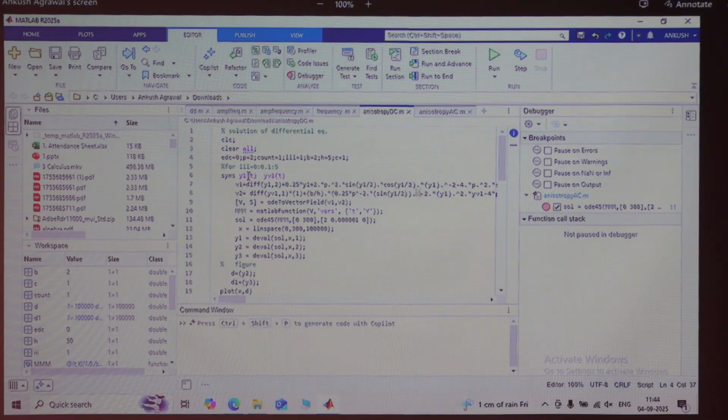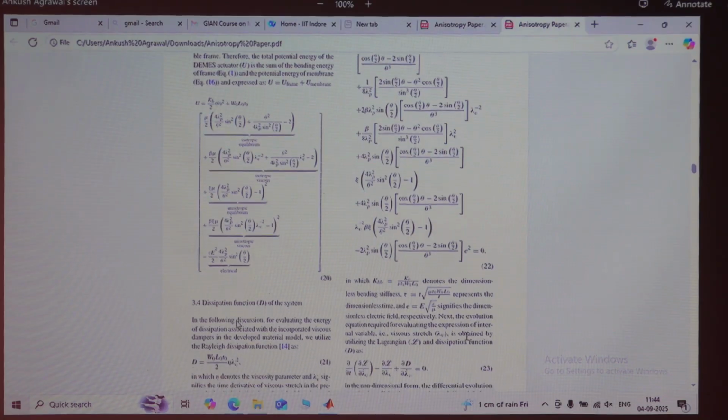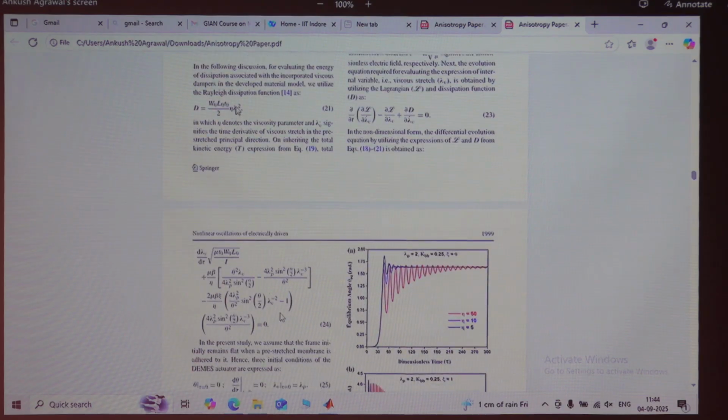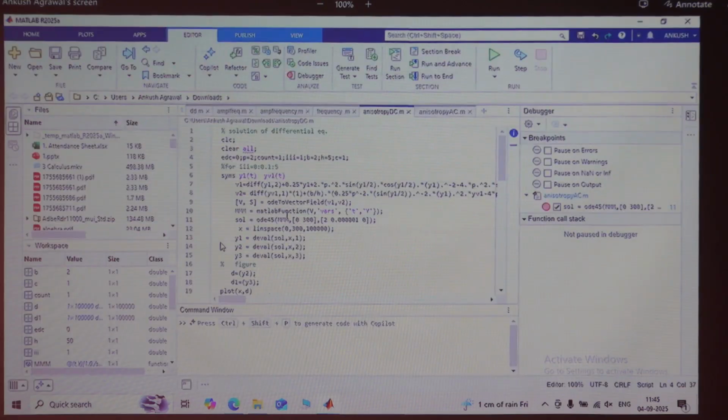So if you go back to the paper, we will have an anisotropic parameter. Where does it come from? It comes from the dissipation function. So there is a parameter in the evolution equation. Just go down. Here in the dissipation function, eta is here. You can see eta lambda viscous square dot square. So in this equation, you have mu beta by eta. What is this? It is a viscosity parameter. So you have anisotropy parameter, viscosity parameter, and you have pre-stretch, frame bending stiffness, and electric voltage. So here H is basically eta, the viscosity parameter. C represents the anisotropy parameter.